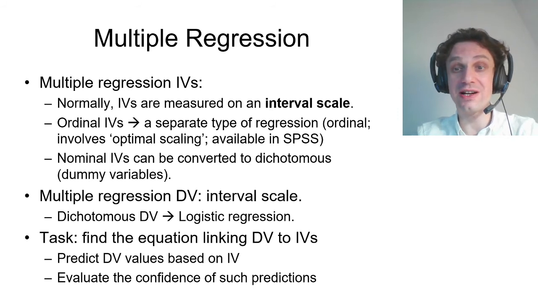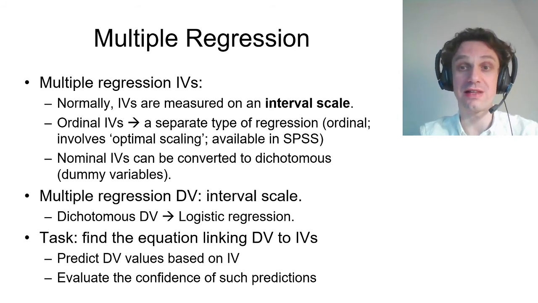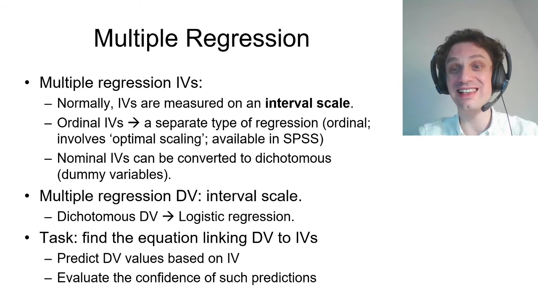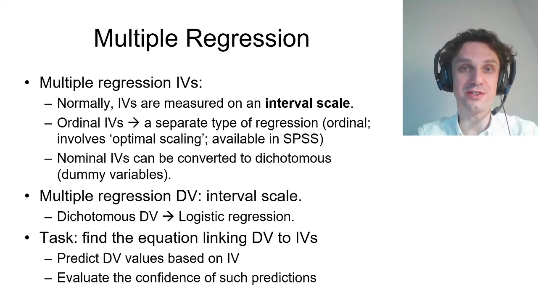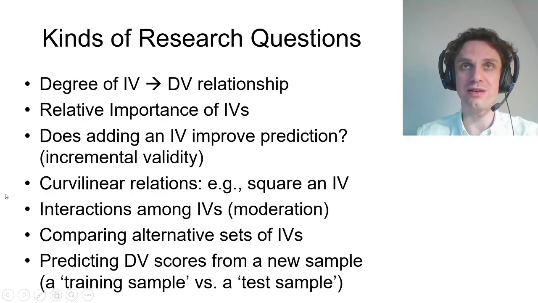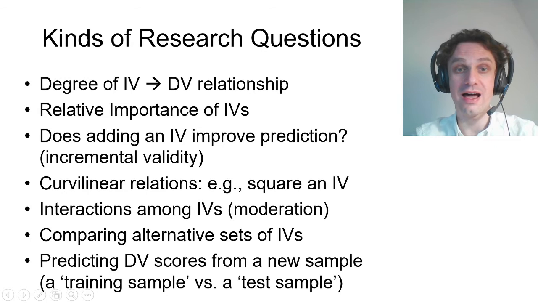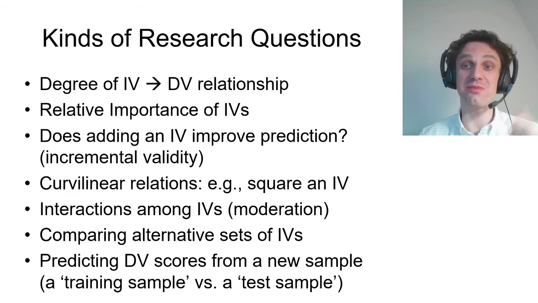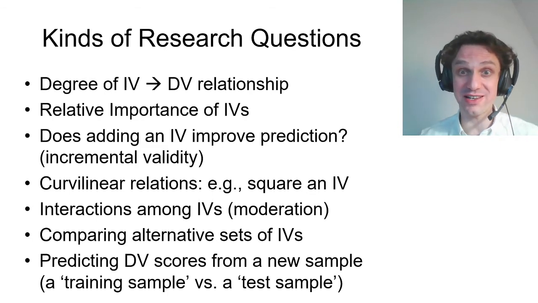So our task when we apply multiple regression is to find the equation that links our dependent variable to our predictors. And we want to evaluate how confident we are going to be in those predictions. What kind of research questions do we ask when we deal with regression? We can ask, for example, how well can this bunch of predictors predict this outcome? Or which of these predictors is more important to predict this outcome? For example, is it optimism or self-esteem that is more important to predict academic achievement of children?